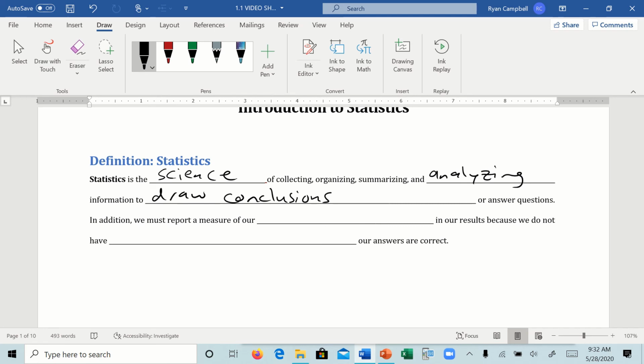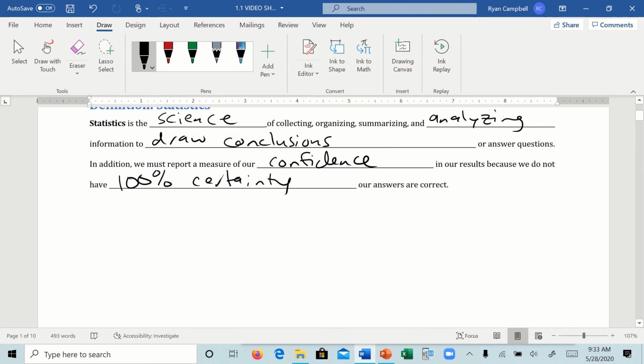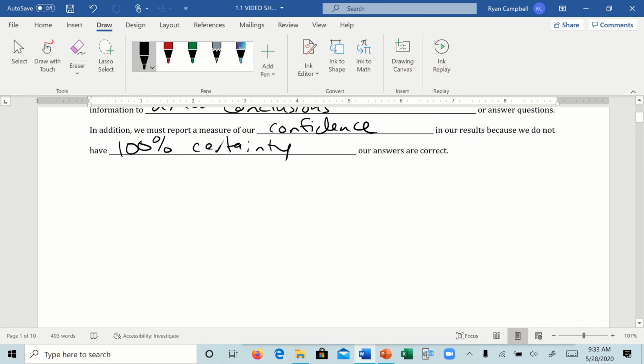So in addition, we must report a measure of our confidence in our results because we do not have 100% certainty our answers are correct. And this is, again, why it's not exactly a great example of math. Some people who love math actually hate statistics because statistics is very different. And some people who hate math love statistics, because typically in math, we are 100% certain. So let's think about this for example.